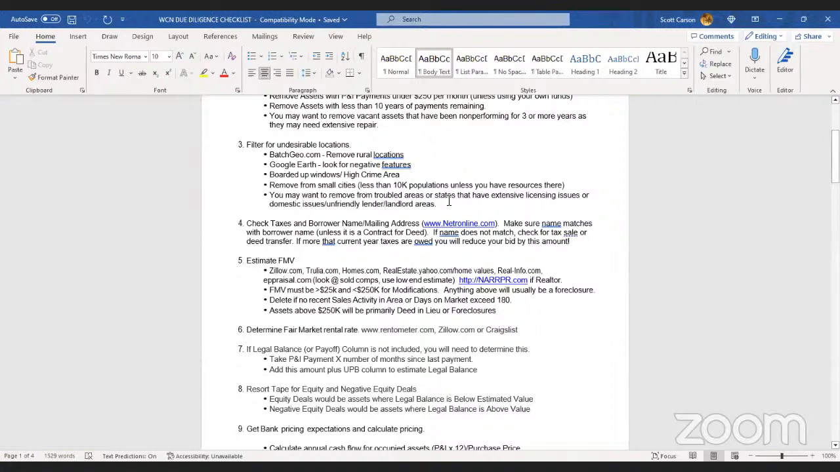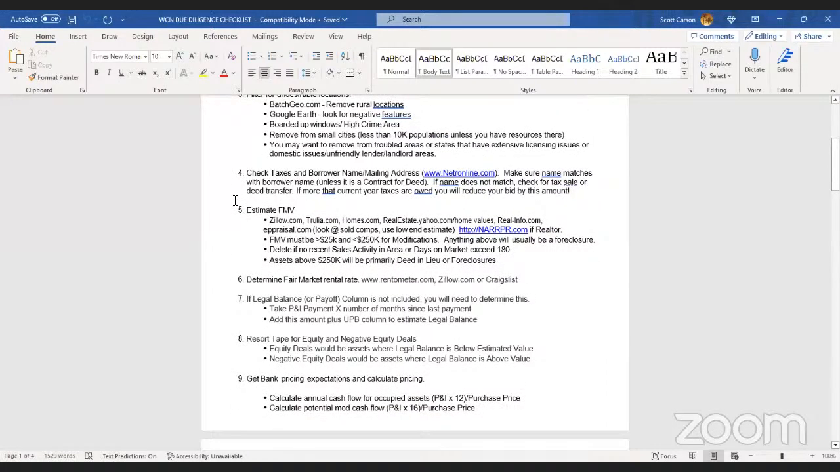You also may want to remove troubled areas, states that have extensive licensing issues or unfriendly landlord laws, like Oregon, California, Washington state, which require some extensive licensing. Those are some states that are difficult to foreclose in, and you probably just want to avoid those.